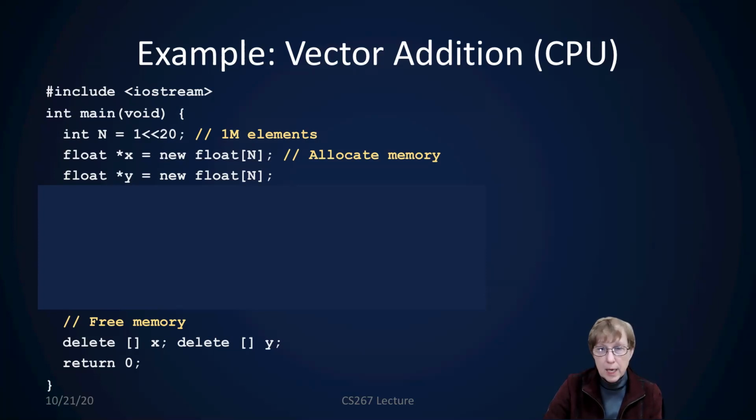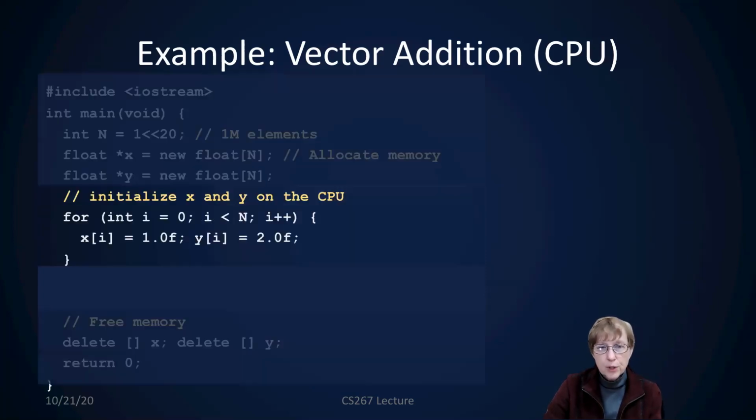So the main computational piece of this is we're going to initialize x and y on the CPU. We just run through this loop and fill in some dummy values, a 1.0 into x and a 2.0 into y, into each one of the elements.